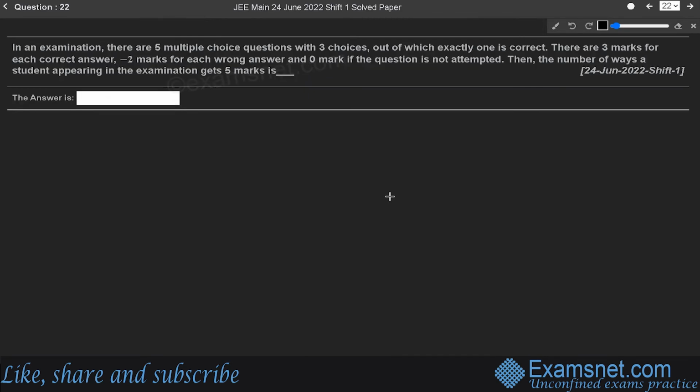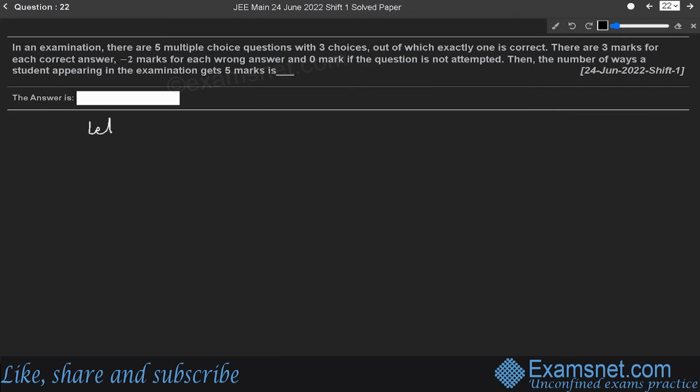Next question is, in an examination, there are 5 multiple choice questions with 3 choices, out of which exactly 1 is correct. There are 3 marks for each correct answer, -2 marks for each wrong answer, and 0 mark if the question is not attempted. Then the number of ways a student appearing in the examination gets 5 marks is.